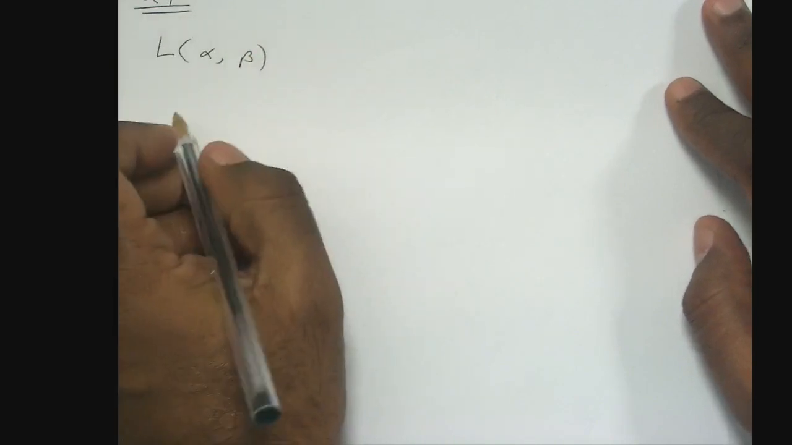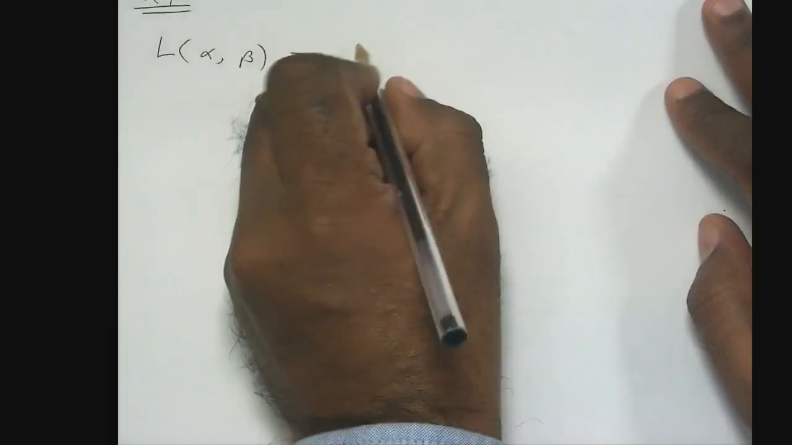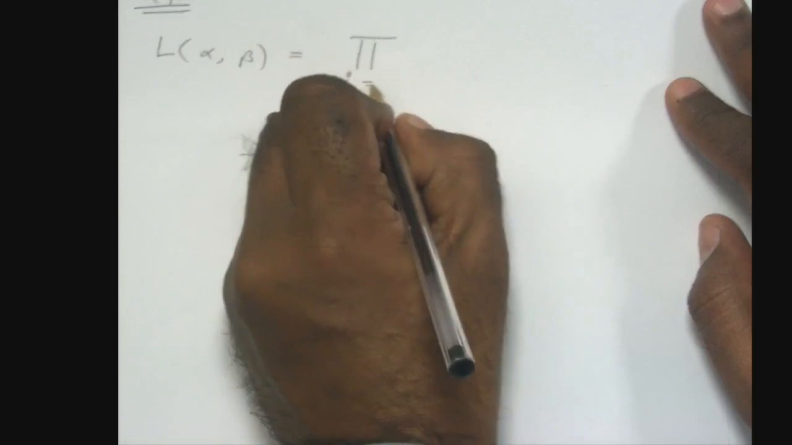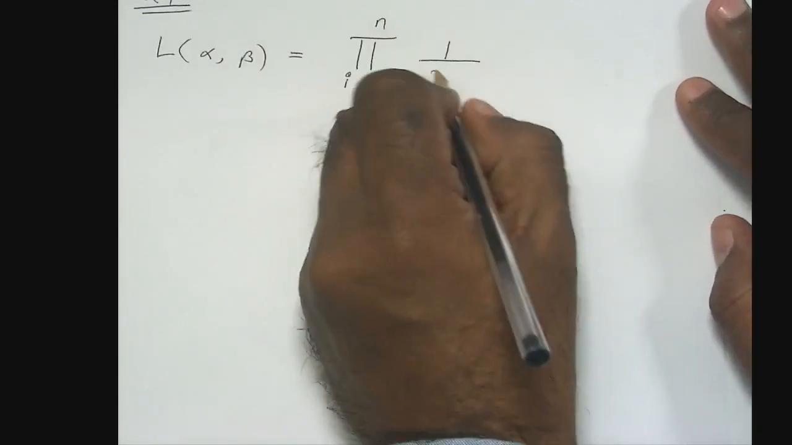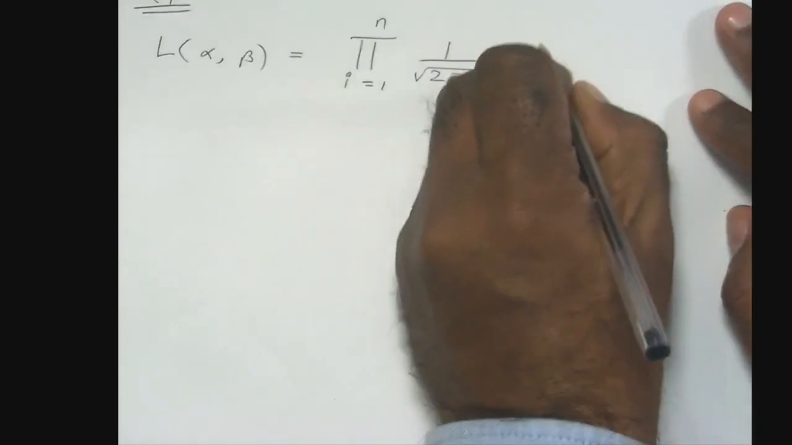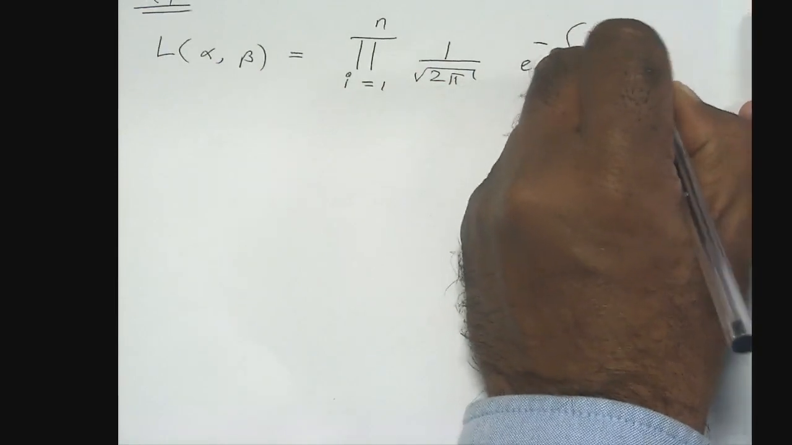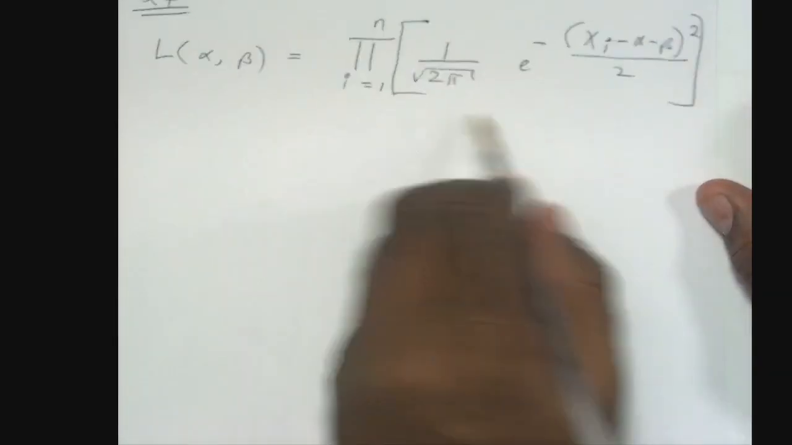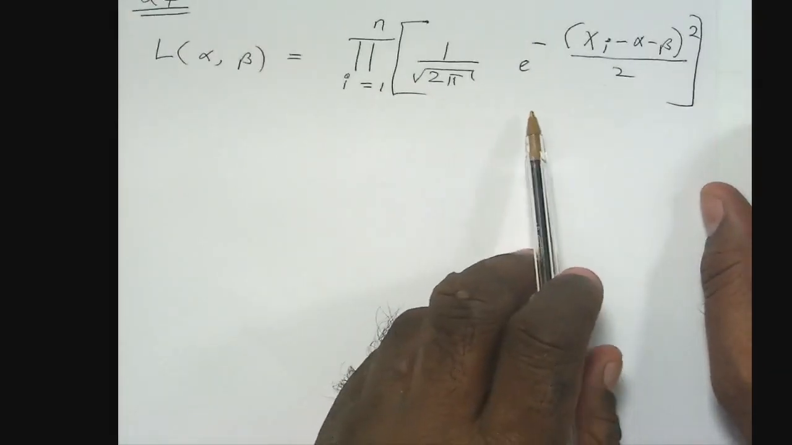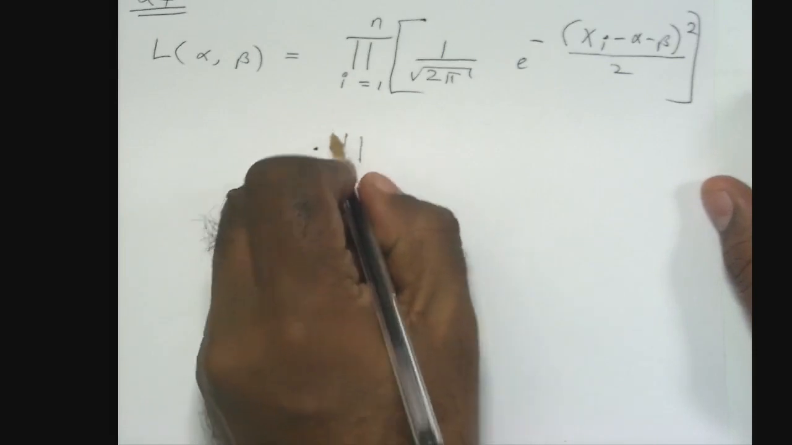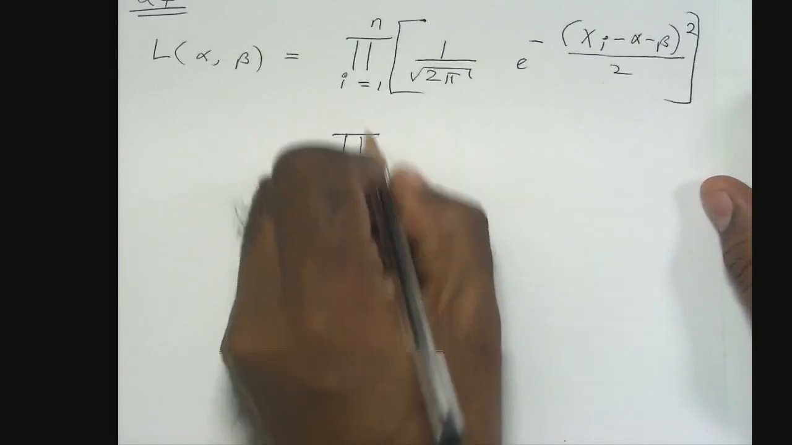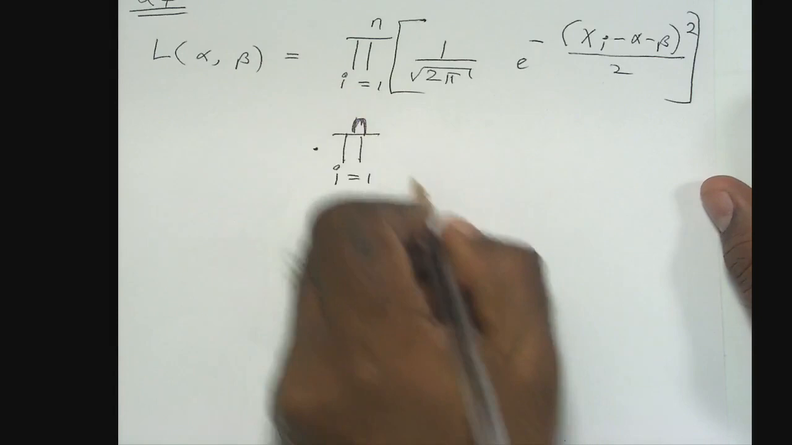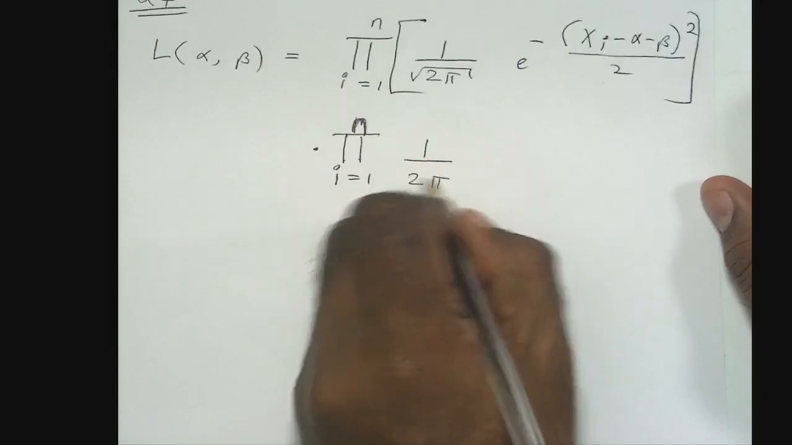Another way to do the same question is as follows: to write down the likelihood function of alpha and beta, which will be the product of the PDF for the x's. This is the product of the PDF for the xi's, right, times the product of the PDFs for the yi's.